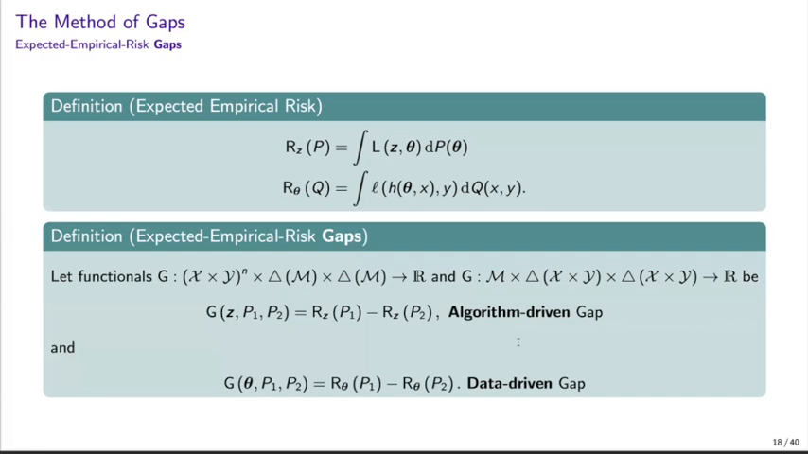So to continue, there are two types of gaps. One in which we keep fixed the training data set and we vary the models. This is called an algorithm-driven gap, because, as I said, P1 and P2 can be seen essentially as algorithms. Now, when we keep fixed theta and we vary the distribution of the data, we are going to call these gaps data-driven gaps, because those are variations due to the change of the data. The first one is a variation due to the change on the algorithm.